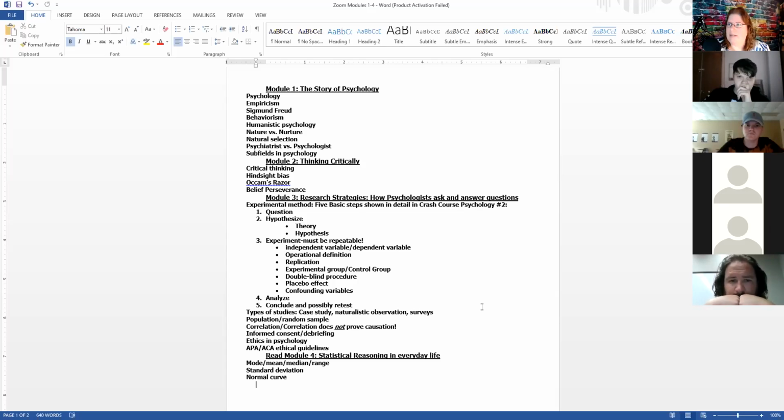a hypothesis, which is a testable question. You come up with a theory, you come up with a hypothesis, all of these parts of the experimental method. So you want to have a hypothesis, which is just being able to make predictions about what you think is going to happen or not happen, however the case may be.